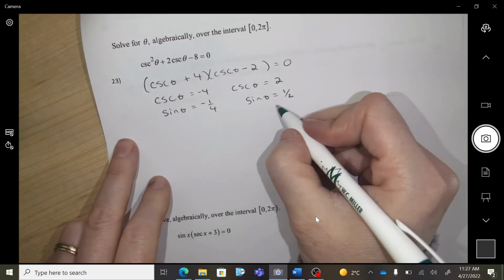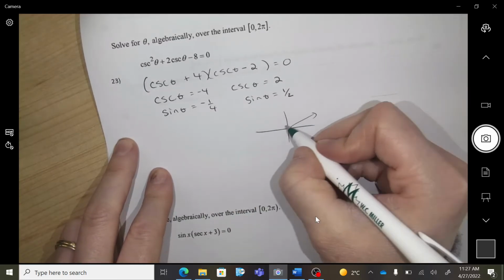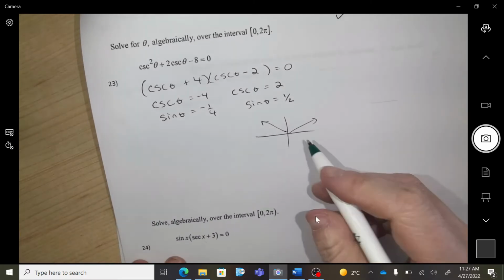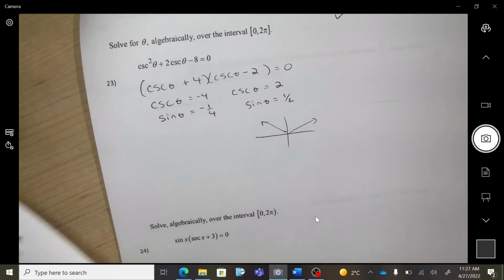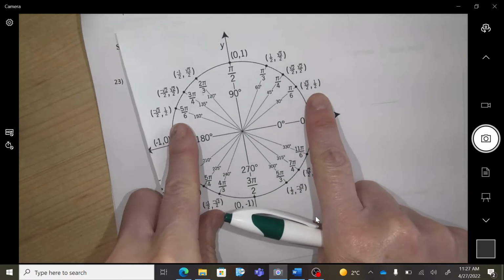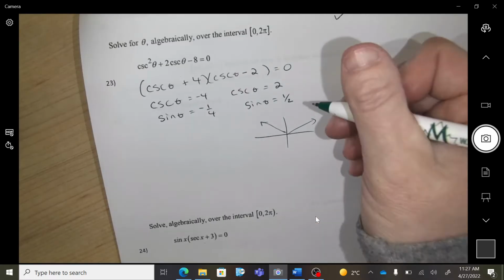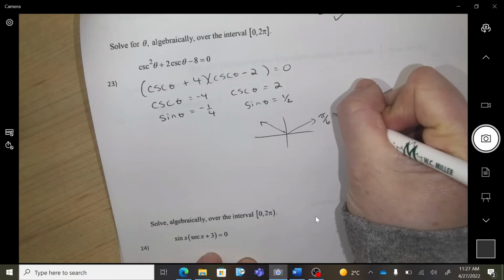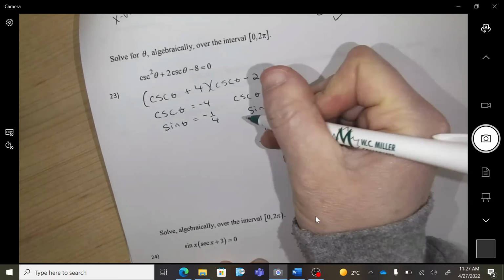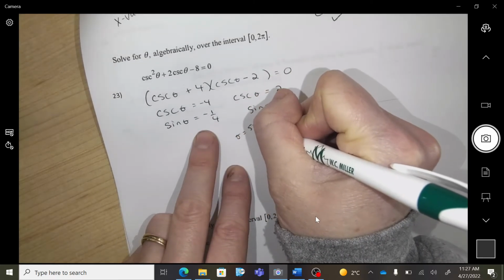This is on the unit circle, so I'm going to do that one first. And we're in radians, so where is y a half? Those two places, so pi over 6, and at 5 pi over 6.